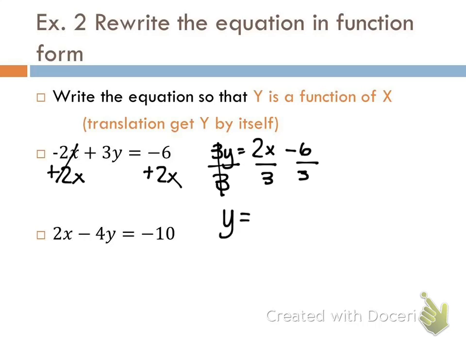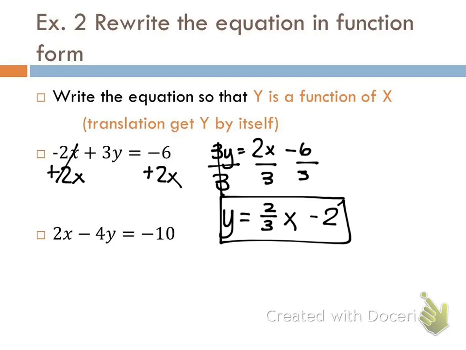Now, can 2 be divided by 3 evenly? No. Never, ever, ever write this term as a decimal. Does everybody hear that? That is going to make so much more sense once we get into chapter 4, but never write this term as a decimal. We always want to leave it as a fraction. So we have 2/3 x minus, what's 6 divided by 3? 2, or -2 because we have that minus. So there's my equation in function form. Y equals 2/3 x minus 2.